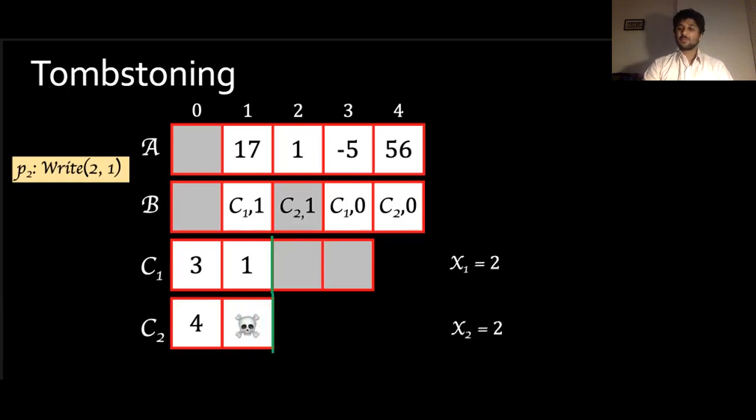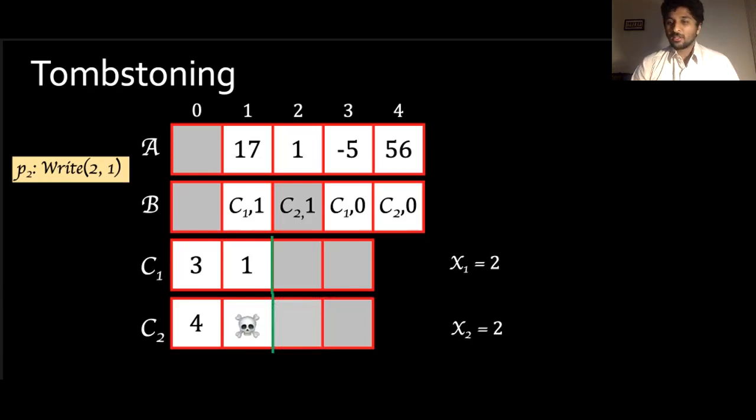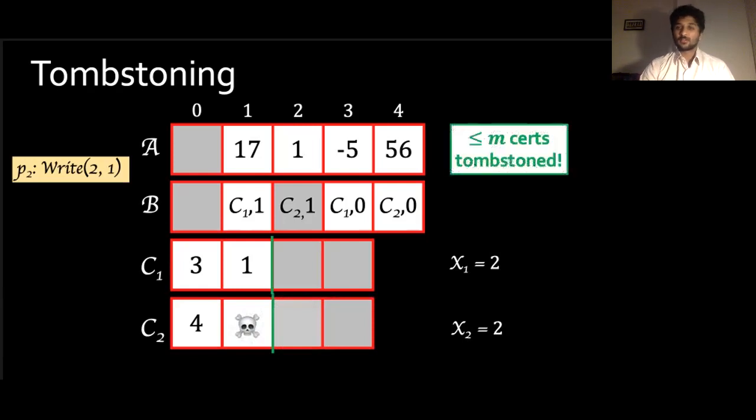Incidentally, in this case, P2 would also need to array double before it has a free certificate. Since B is an array of length m, there are at most m initial values in that array that will lead to tombstones. So the number of tombstoned certificates is bounded by m. Finally, we have achieved our space complexity of O of m plus p.